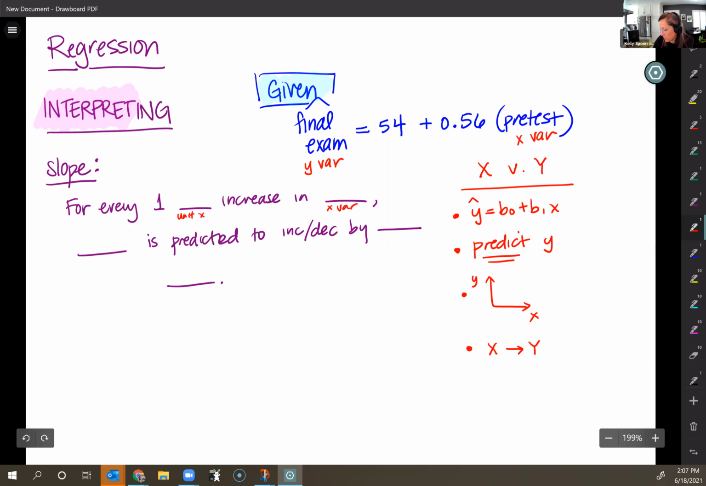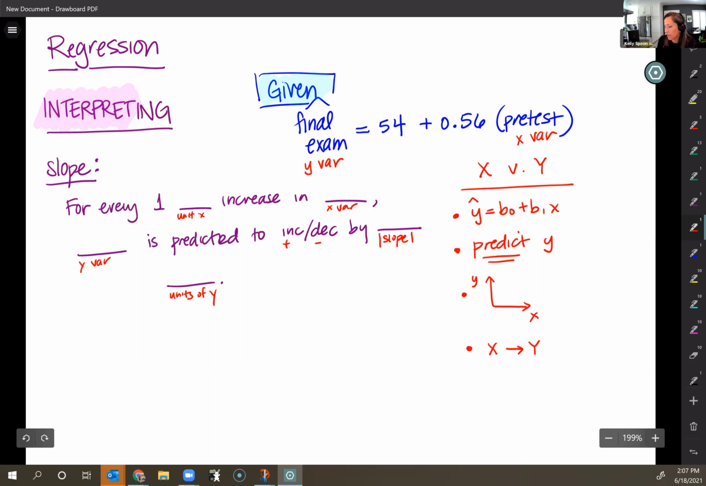Y variable, increase or decrease is based on the sign of our slope. And then this is the slope itself, always as an absolute value because we already got the negative with the decrease. That's a common mistake on that first regression worksheet. And then our units of Y.